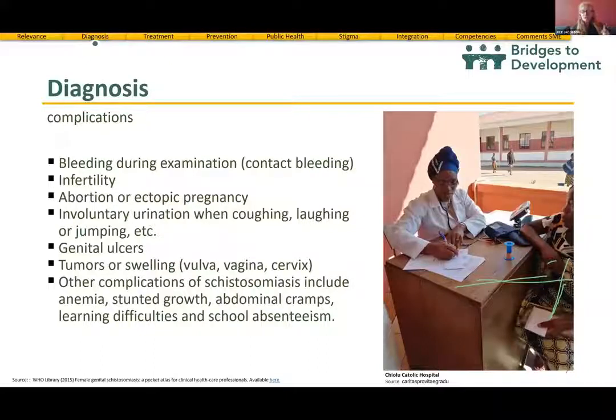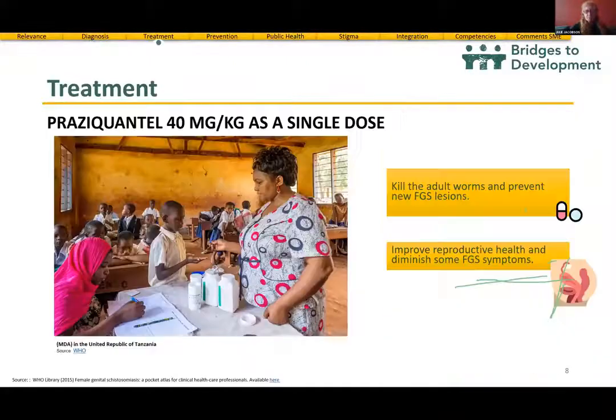And so depending on where the eggs are infecting and implanted and the inflammatory response, it can result in infertility, abortion or ectopic pregnancy. It can result in problems with urination and incontinence, ulcers, tumors and swelling. There are other complications that go with just being infected with schistosomiasis, because it's a chronic parasitic infection that has an inflammatory response, can result in many things that result in damage to the host, which you see here in the other complications of schistosomiasis, including anemia and stunted growth.